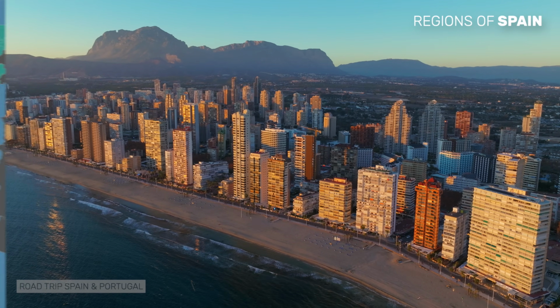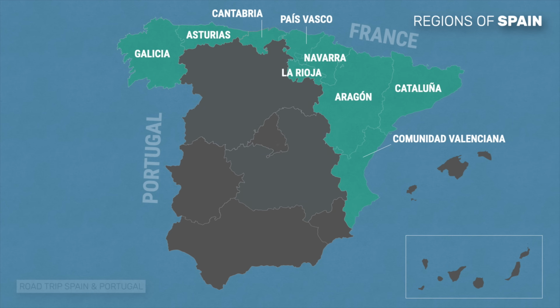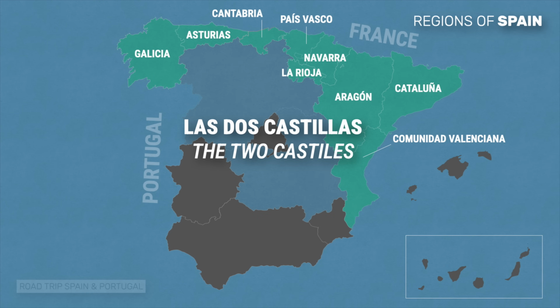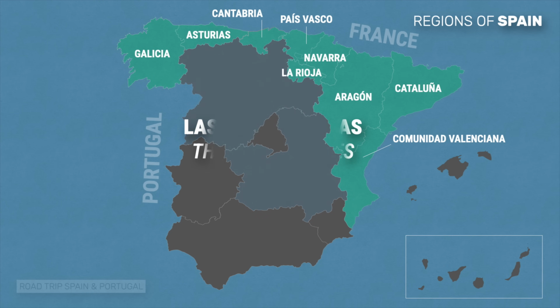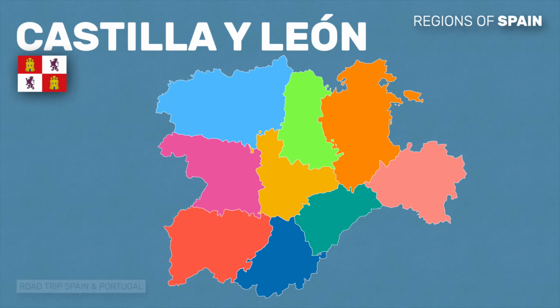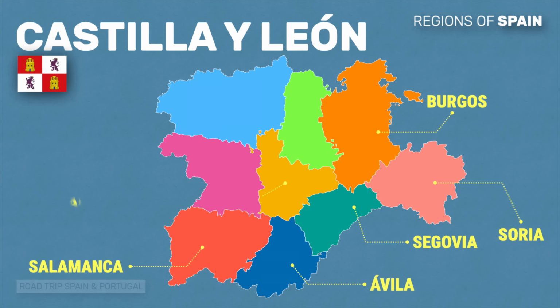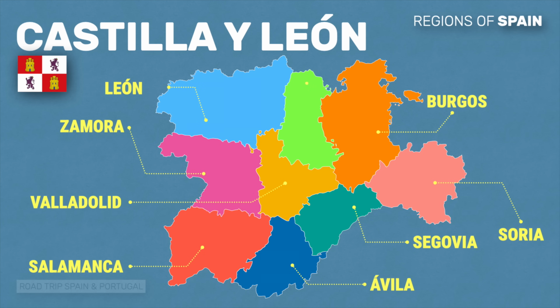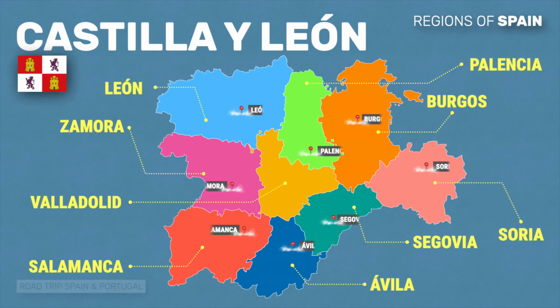And it is time to talk about what in Spain is known as the Dos Castillas, the 2 Castiles, starting in the north with Castilla y León. Castilla y León is the largest autonomous community in Spain and has 9 provinces: Burgos, Soria, Segovia, Ávila, Salamanca, Valladolid, Zamora, León, and Valencia. The capitals of each province have the same name as the province, and the capital of Castilla y León is Valladolid.